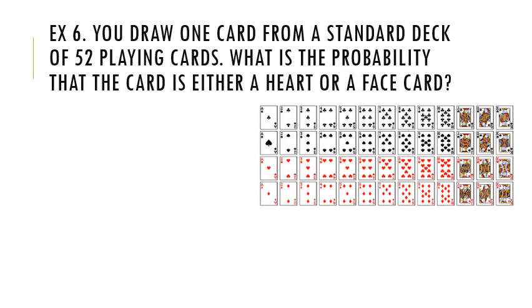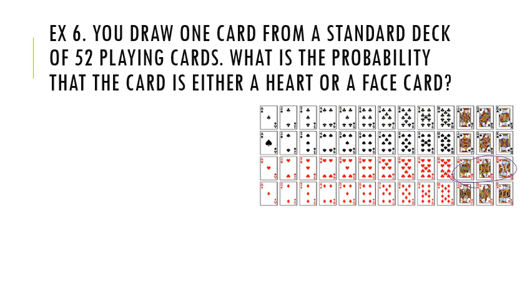All right, example number 6. You draw one card from a standard deck of 52 playing cards. What is the probability that the card is either a heart or a face? So can you have an outcome where they're both a heart and a face? Yes. So you could see here, these are hearts and face cards. So in this case, they have outcomes in common, so they are not mutually exclusive.